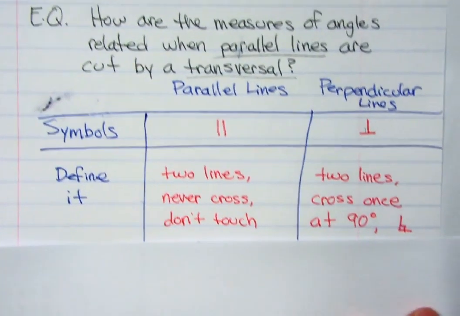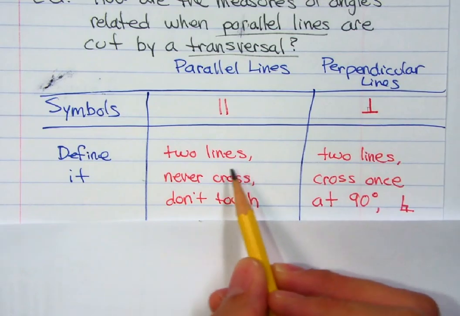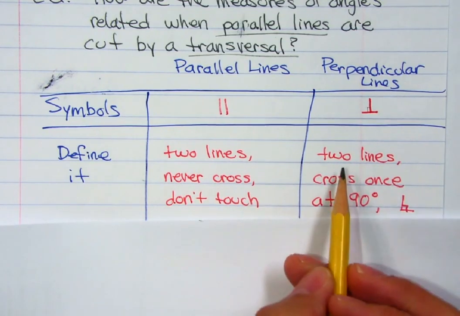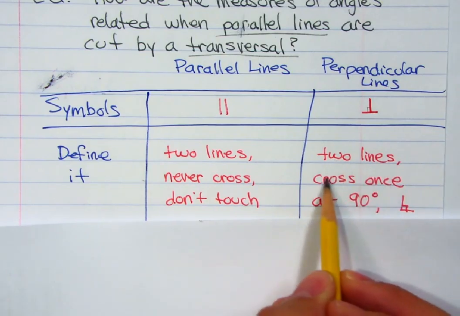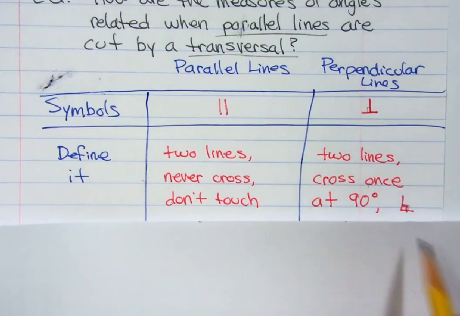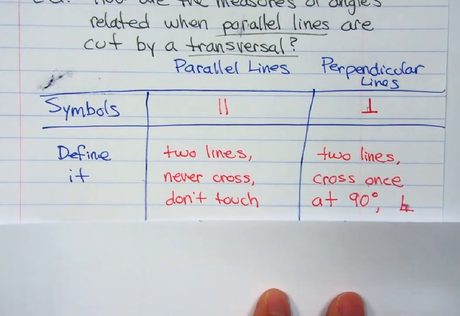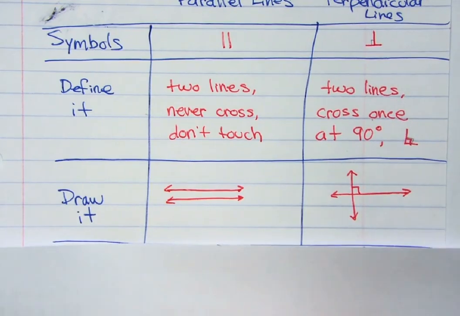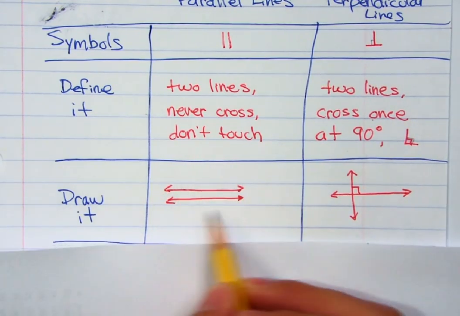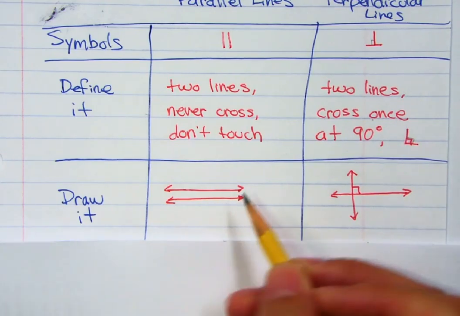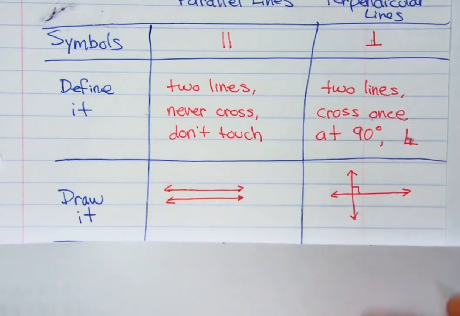The definition, more or less: parallel lines are two lines that never cross, they don't touch. And perpendicular lines are two lines that cross once at 90 degrees. That's why you'll see a little box right there, which indicates that it's crossing at 90 degrees. If you were to draw them, this is an example of parallel lines. You go across, and they keep going forever. They never touch. And this would be an example of perpendicular lines.